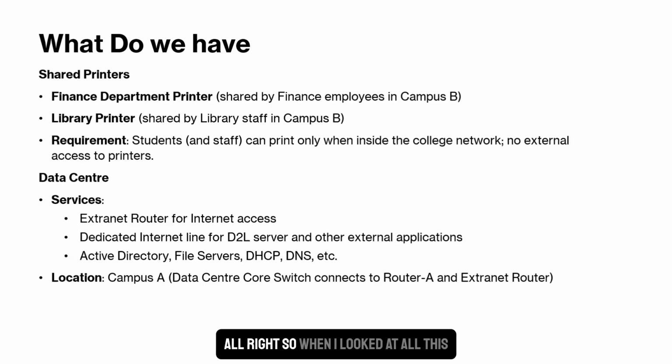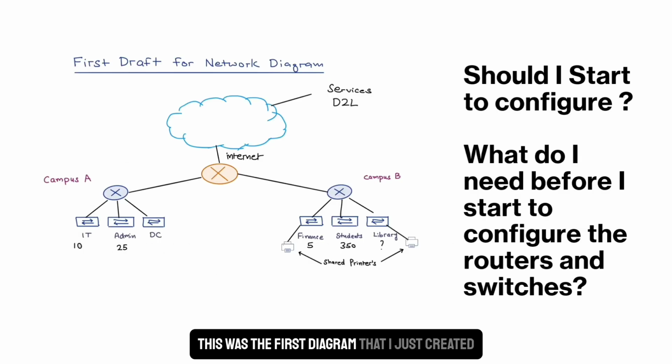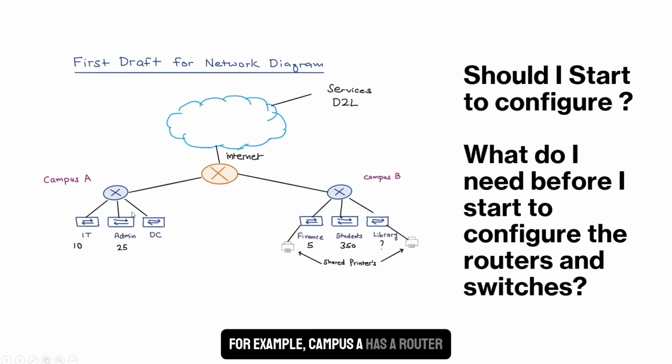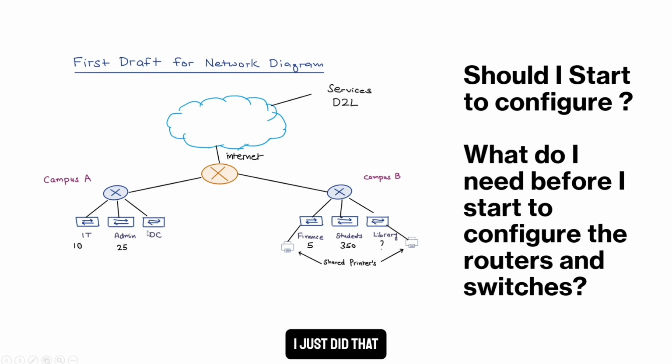All right. So when I looked at all this, this was the first diagram that I just created, thinking, okay, this is the information that I have so far, right? For example, campus A has a router, has three departments. Each department has its own switch. Just did that.